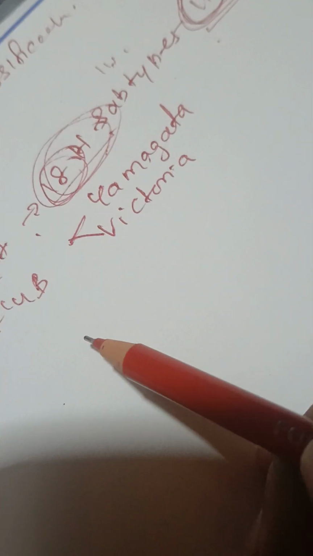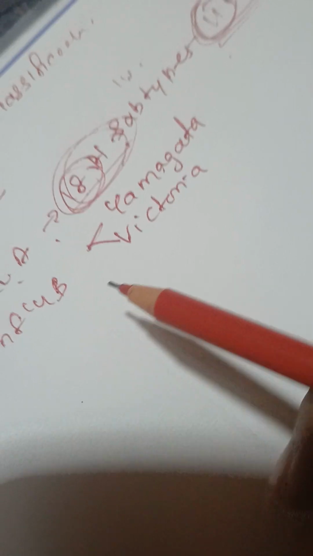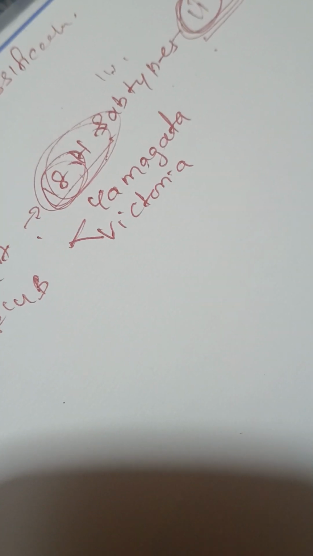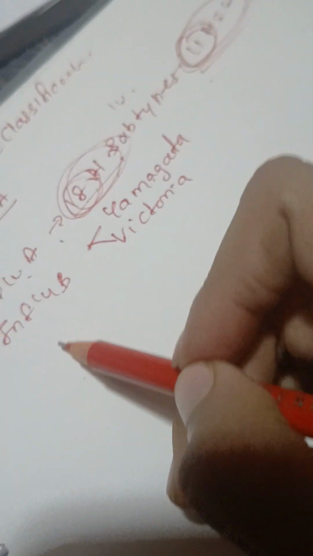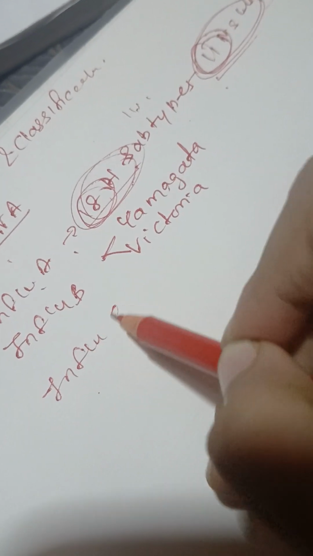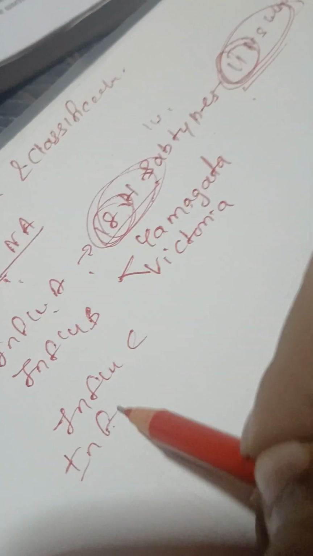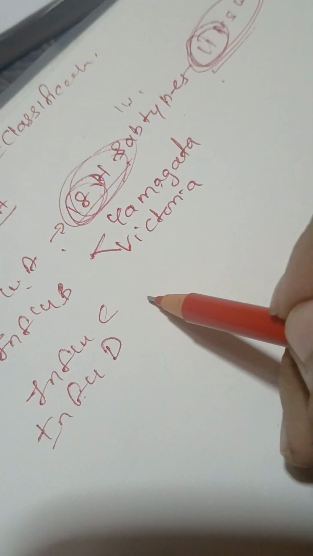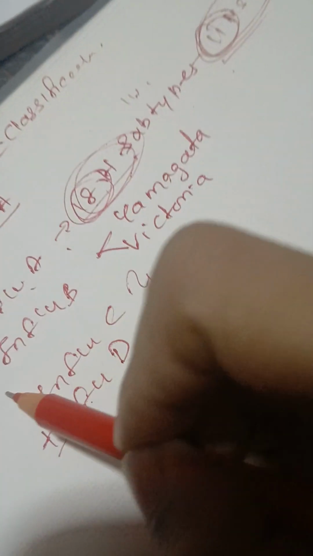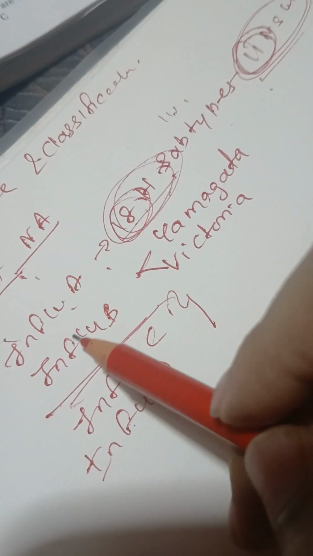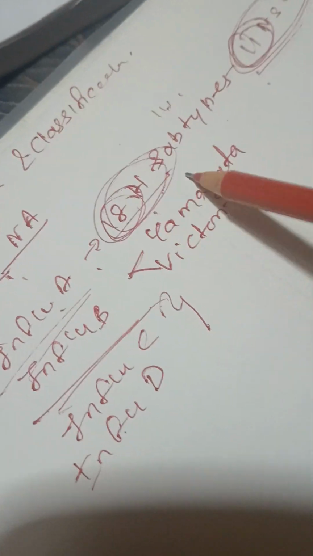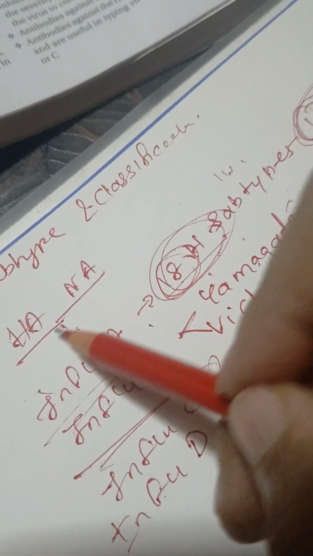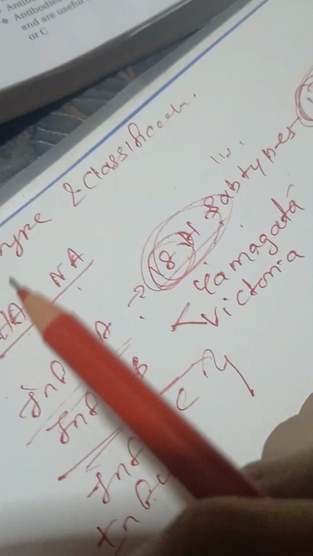Next, influenza C virus is detected less frequently and usually causes mild infections, and does not present public health importance. And influenza D virus primarily affects cattle and is not pathogenic to humans. So both of them are safe. B is very much dangerous, and A is dangerous. 18 H subtypes and 11 N subtypes, based on HA and NA antigens.